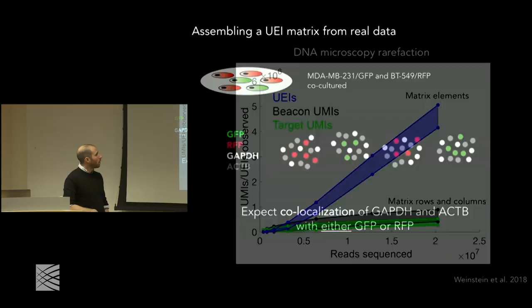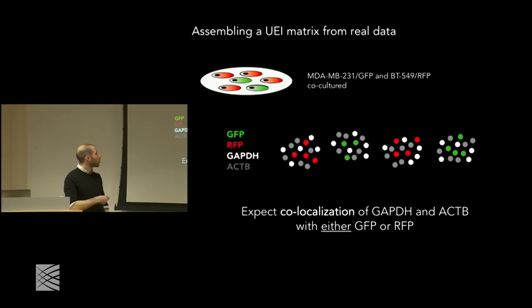All right. So let's take a look at what the actual data tells us about the structure of a biological sample. In this particular experiment, we're going to be looking at green fluorescent protein and red fluorescent protein expressing cells that are co-cultured in a dish. What we're going to be looking for is the co-localization of the right set of genes, namely that GFP and RFP should be mutually exclusive, but universally expressed genes, namely GAPDH and ACTB, should be universally expressed. That difference in their expression pattern is specifically what we'll be looking for as we try to resolve individual cells.